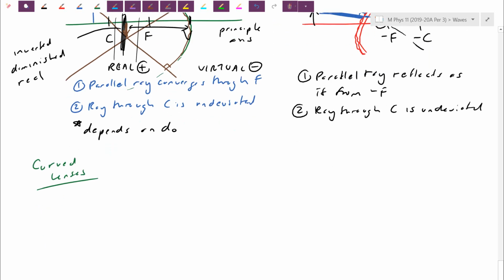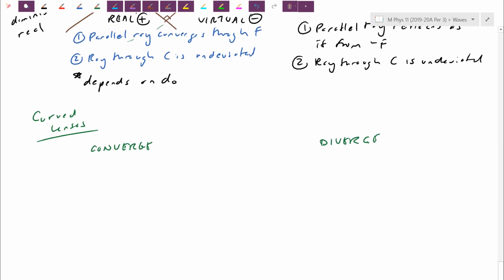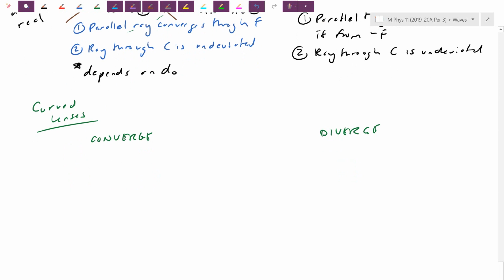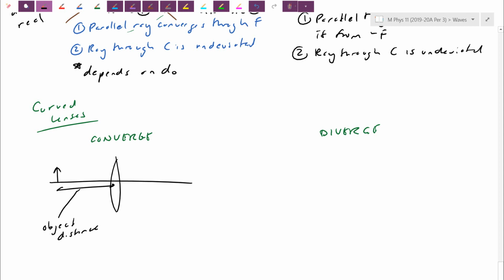Again, we're going to use the terminology here. Converge means it comes together, or diverge means it separates. This time, for a curved lens, I expect the light rays to actually get through, with the exception of the object distance, which is always positive. Let's say I'm standing here. I'm going to have an object distance. That's how far I am away from the lens. This one here is always positive.